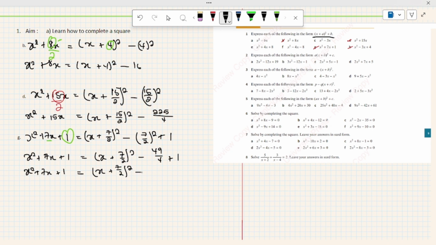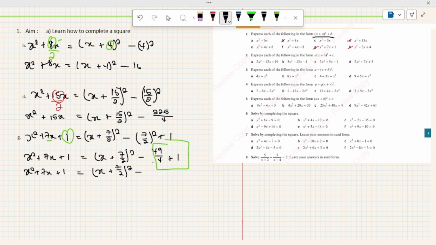the whole thing squared minus, and then we're going to do what? We're going to have to solve this down. We have to solve this fraction. Easy, guys. This is grade 7. This is grade 7 work. How do you do this?